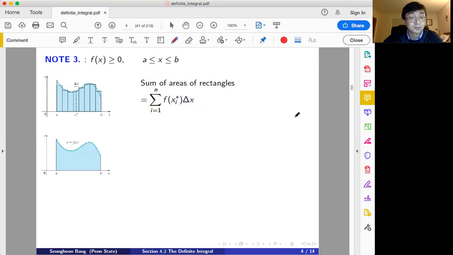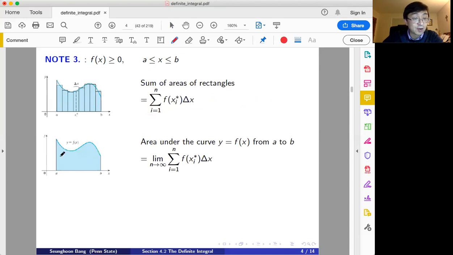So like this, you can take the limit. What happens? The error is decreasing, going to zero, so we get exactly the area under the curve. Just take the limit, and this is exactly the same as the integral from a to b of f of x dx. This is the geometric meaning of the definite integral.